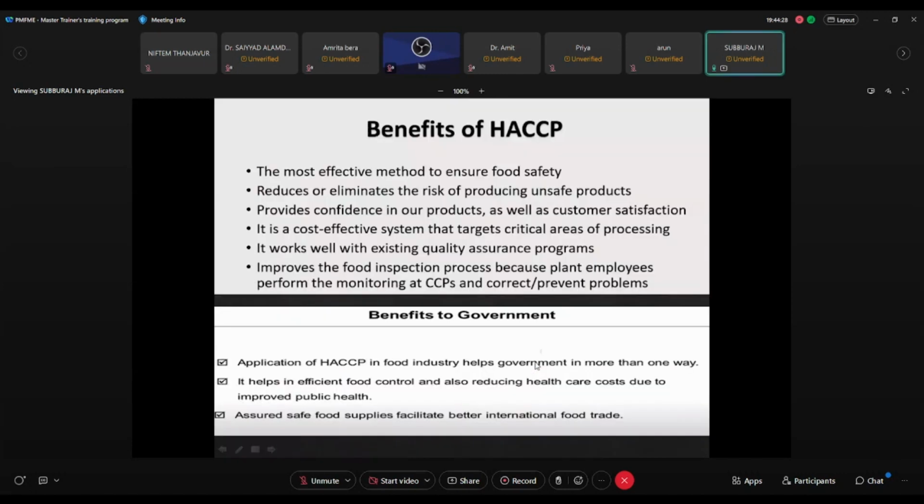It is good for the government also, because the government benefits in health cost and economy, because India has also agreed to the WTO and GATT agreement. So international food trade may be very good. The food products we take from India, they are doing the HACCP program very perfectly and the regulators are also very good. So all the countries will take our products without any hesitation. So our products may move and our people will grow. These are the benefits.